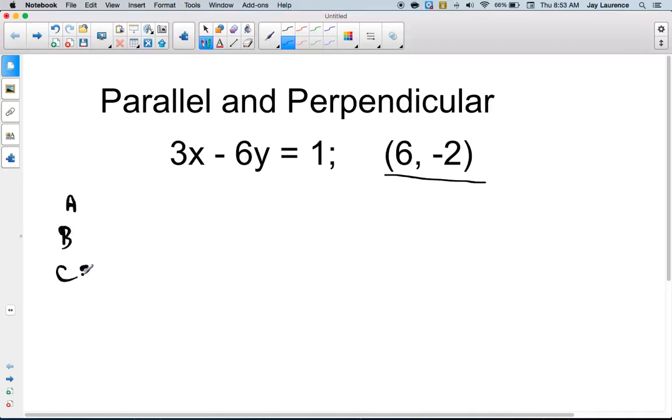So I go A, B, C. Easy as 3, negative 6, 1. Okay, hold on, let me rewrite that. Negative 6 there. It doesn't look very good.